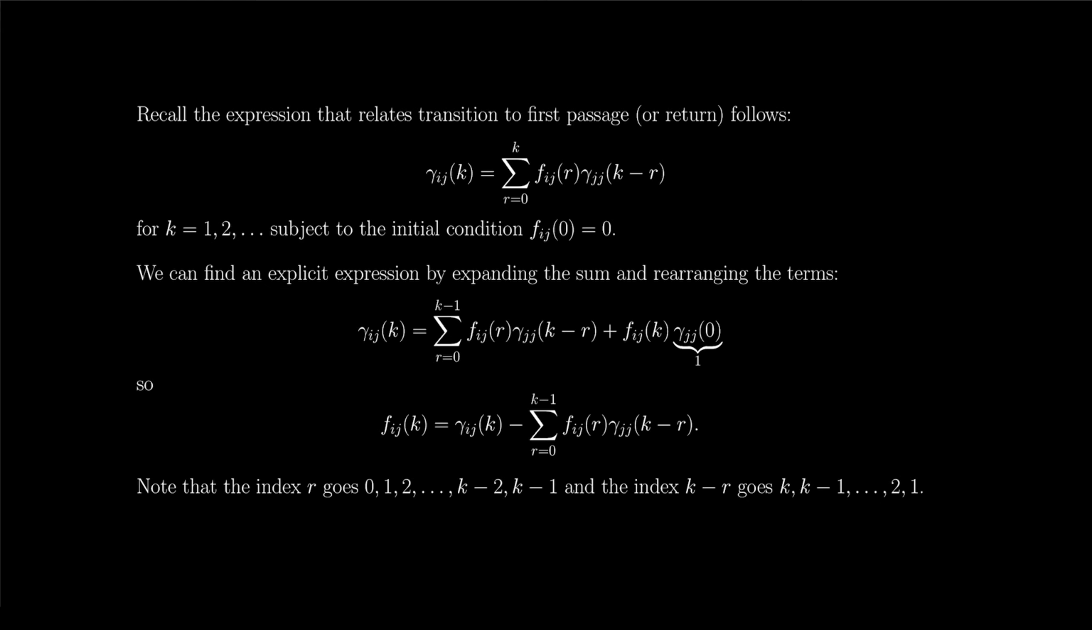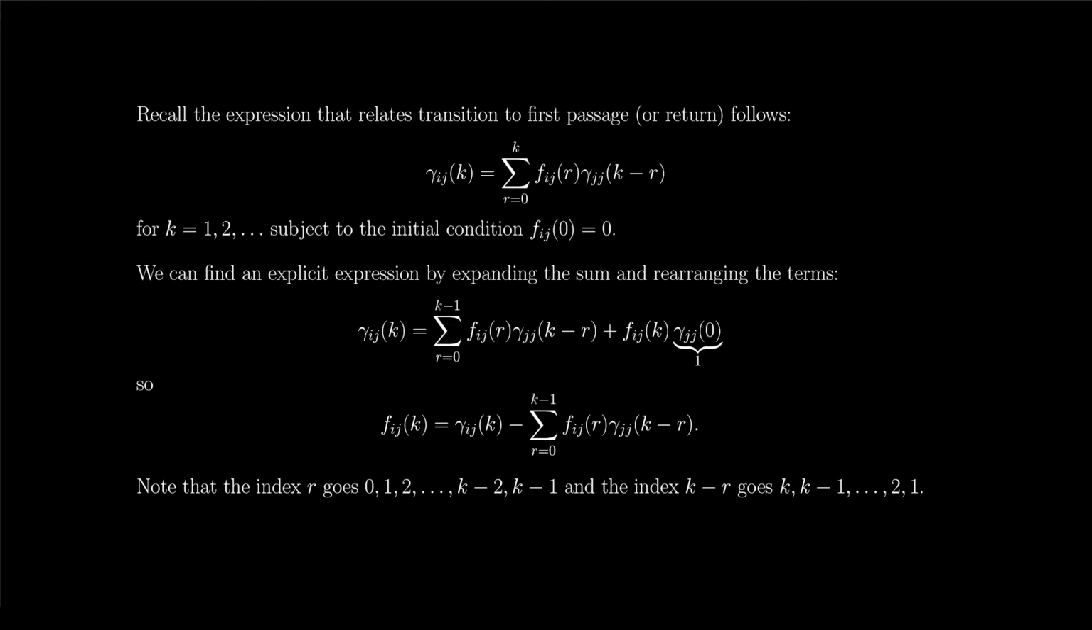This expression holds for all k running from 1, 2, etc., subject to the initial condition that the probability of first passage in 0 steps is 0. We impose that little boundary condition. So again, why is this useful? As I would have shown you in the lecture, we can find an explicit expression by expanding this sum and rearranging the terms. What are we looking for in this case? We're looking for the first passage probabilities, and we have an expression for the transition probabilities. So we want to write an explicit expression for the first passage probabilities, and that's essentially what we're doing. First, we take that summation and expand it by taking out the last term.